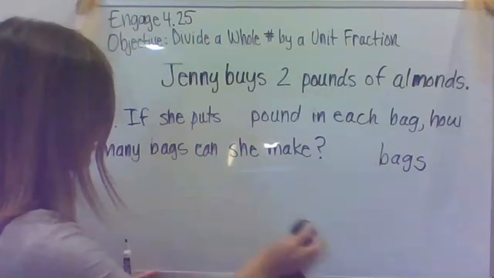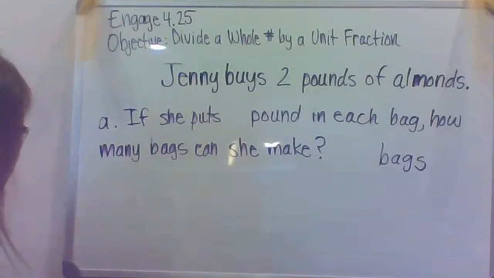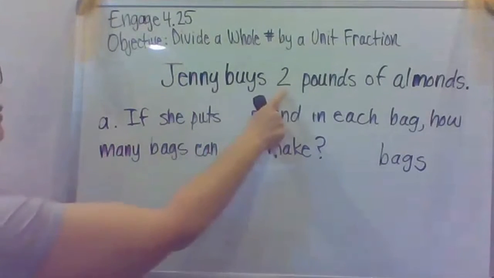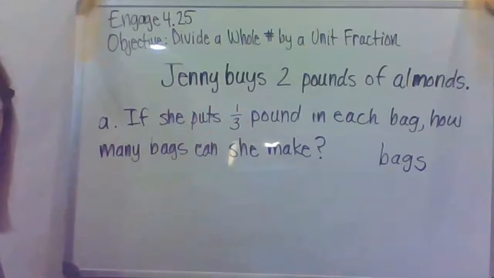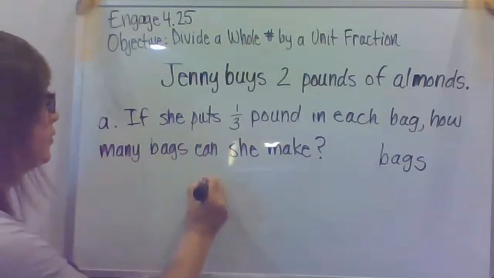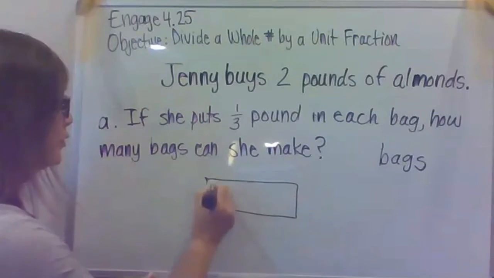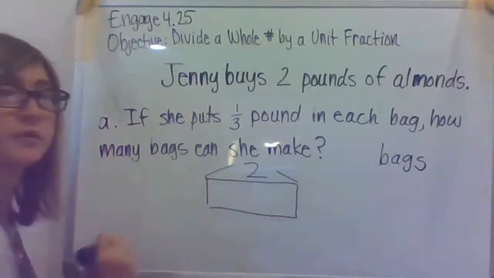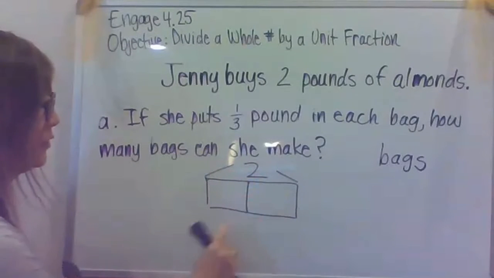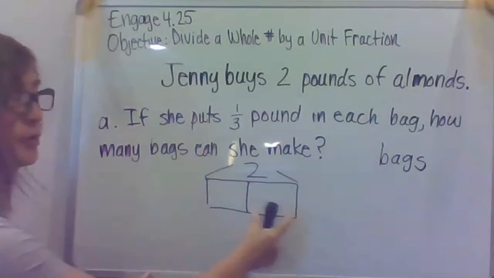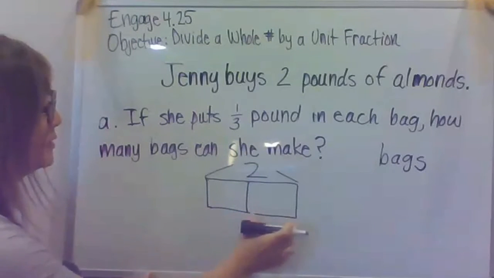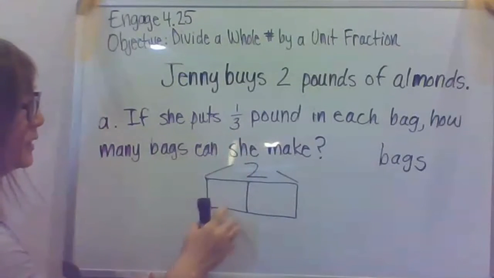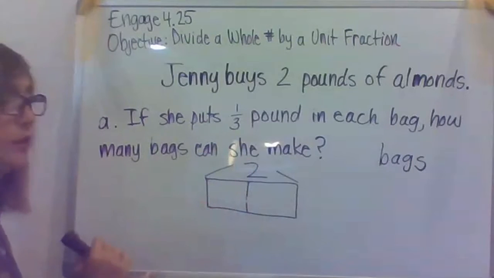Let's try the next one that they give us. What if she takes her 2 pounds of almonds and she puts just 1/3 of a pound in each bag? How many bags can she make now? So again, you do the same thing. Take your 2 whole pounds of almonds, split it to make your 2 whole pounds, pound 1, pound 2. Then it says take each of those pounds and put them into thirds. So what will I split this 1 whole into? Into 3 equal parts.